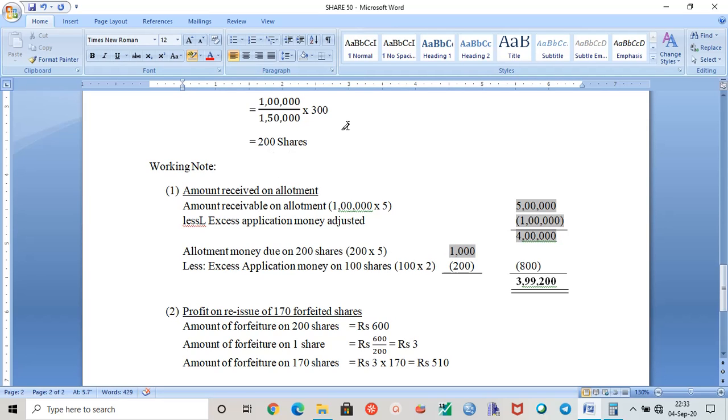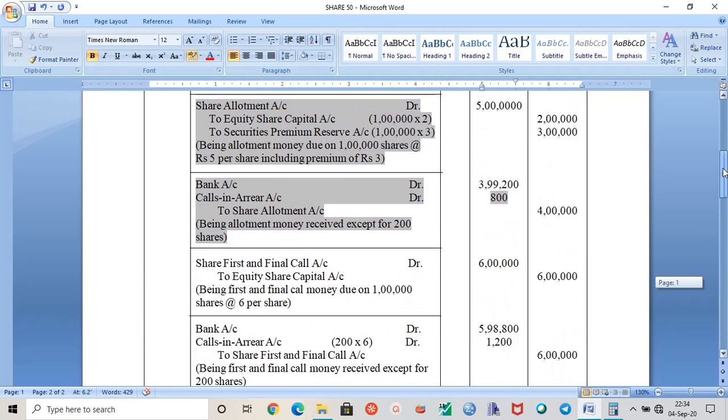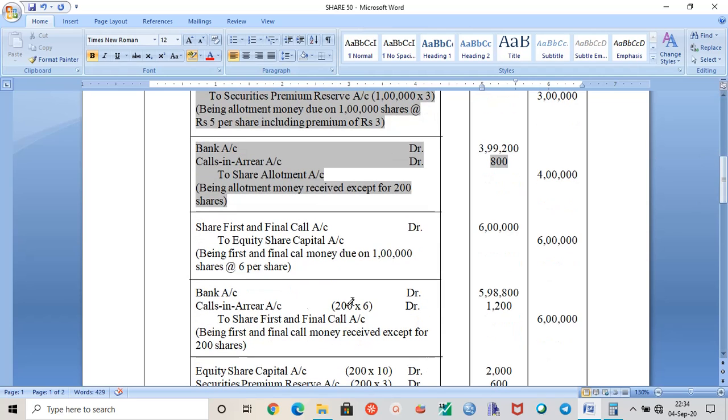But he had applied for 300 number of shares, and only 200 shares are allotted. So extra 100 number of shares are still there. So 100 into 2 is excess application money, 100 into 2 will be 200, right? So 800 is your calls in arrear. This is the amount of money that is received at the time of allotment. So you can see here 399,200. This is the entry.